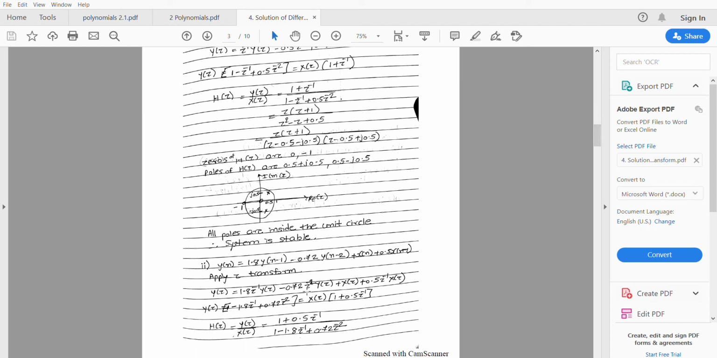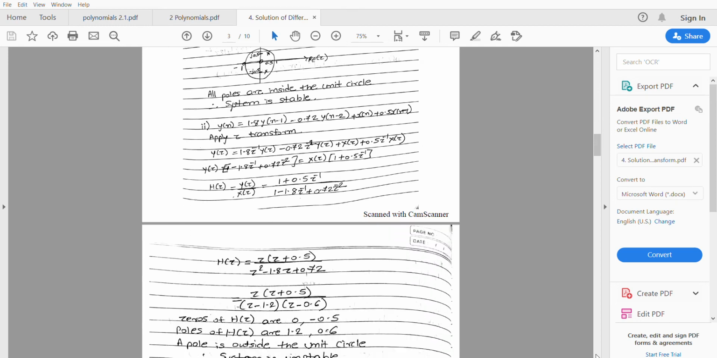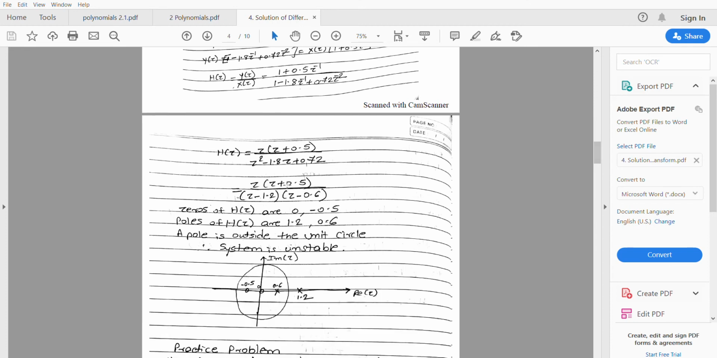Okay, the second numeric is also solved in the same way. The differential equation is given. First of all, find out Y of z, then simplify this equation and take the roots. With the help of these roots, we are in a position to find out the zeros and poles and plot these zeros and poles on the unit circle. In this numeric, the pole 1.2 is outside the unit circle, hence the system is unstable.